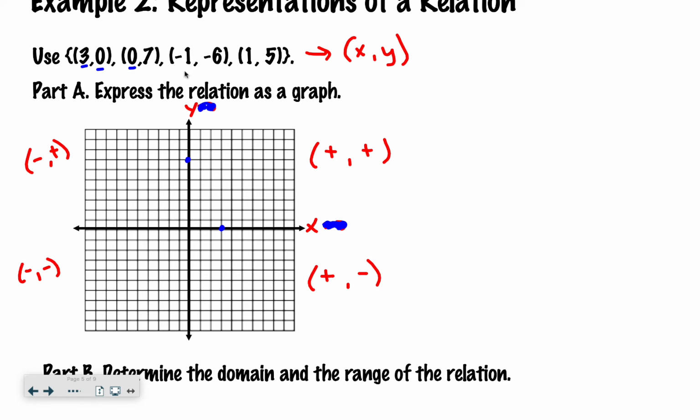Then here we're going to go -1 in the x direction, so left 1, and then -6 means I'm going to go down 1, 2, 3, 4, 5, 6.